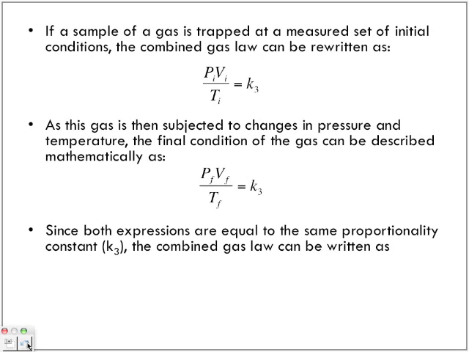Now, since both expressions are equal to the same proportionality constant, K3, the combined gas law can be written as follows, right, where we have our pressure and volume multiplied together divided by the temperature in Kelvin of our initial state of the gas, and it is equal to the same pressure, volume, and temperature of our final state of our gas.